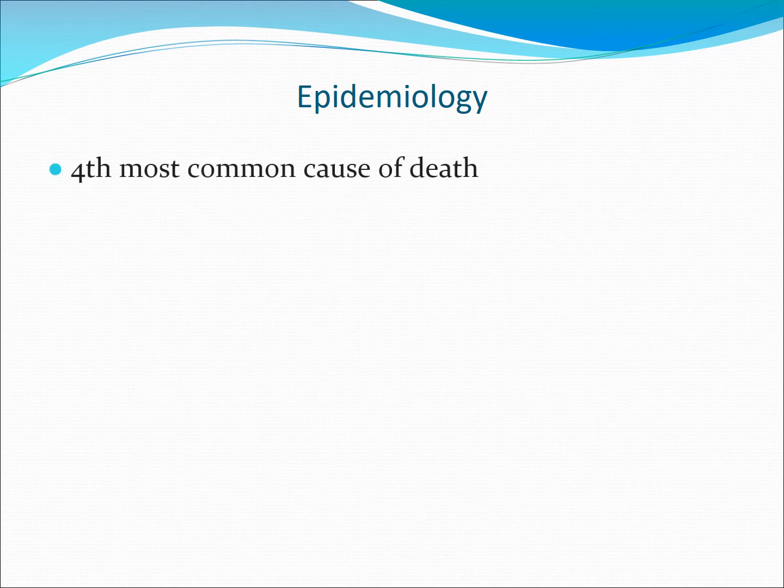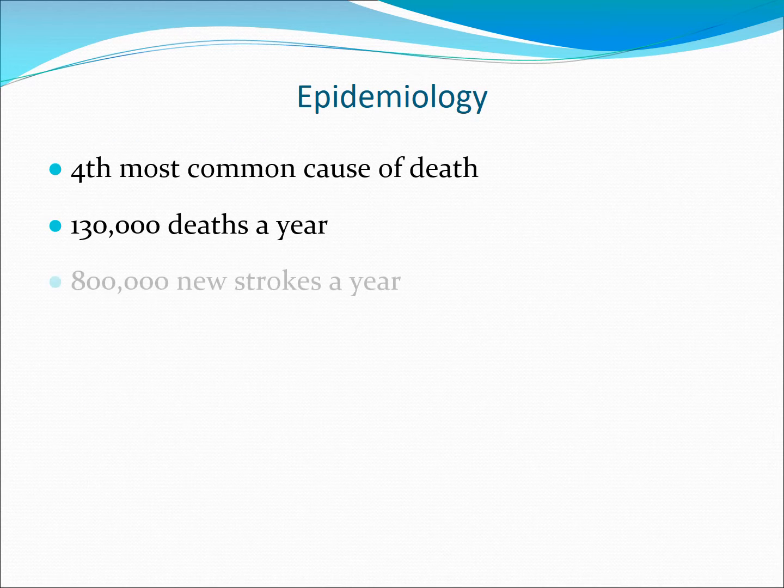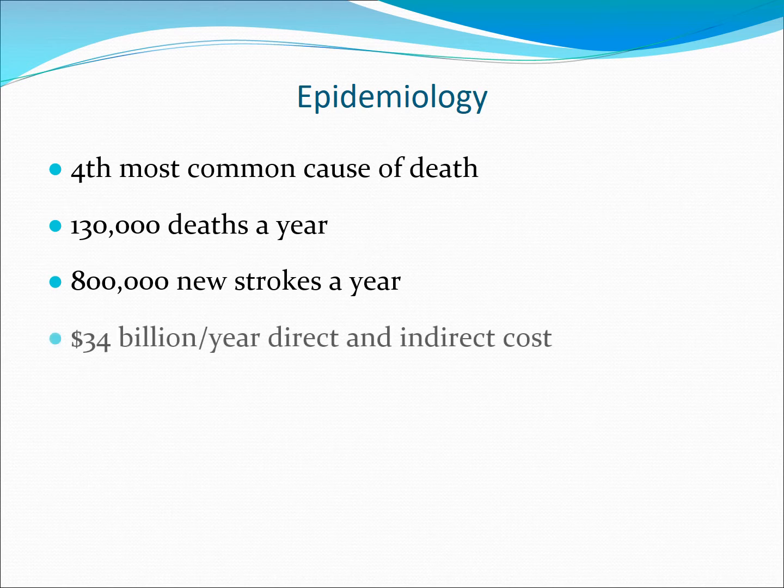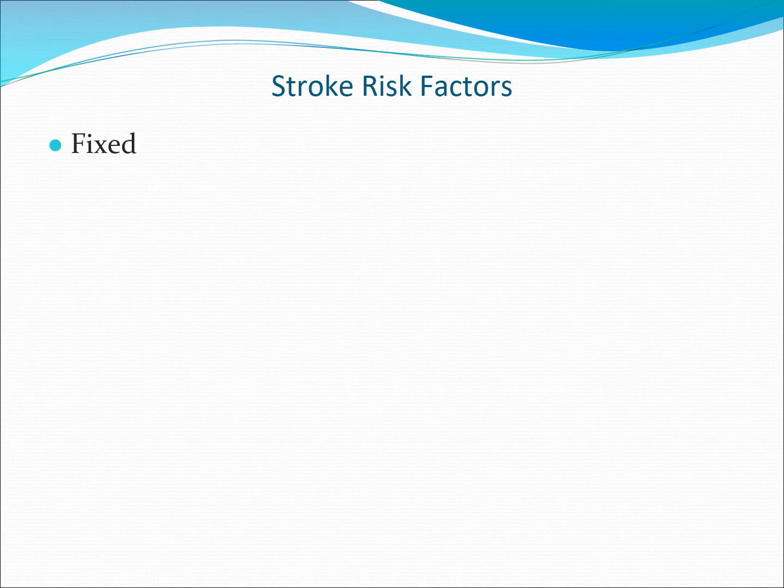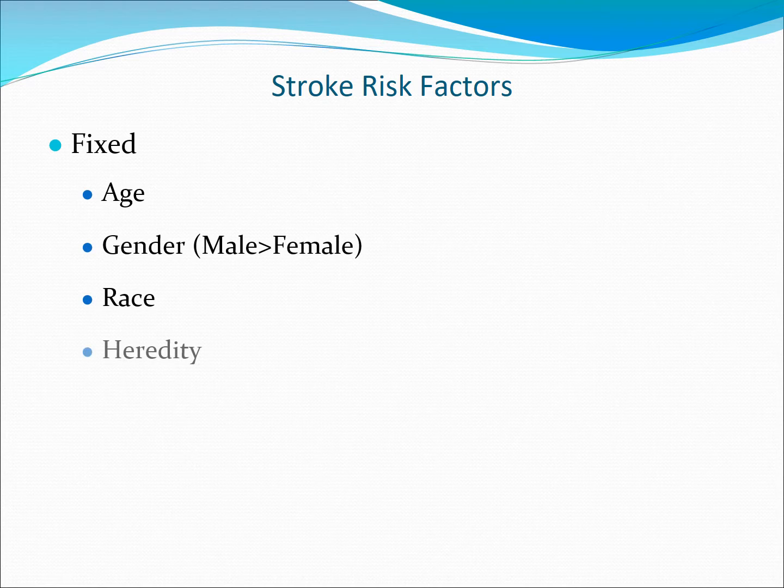Going into a brief slide about epidemiology because this is important. Stroke is the fourth most common cause of death in the U.S. and it leads to 130 to 140,000 deaths a year. And there's 750,000 new strokes a year, and this accounts for about a total of $35 billion in direct and indirect costs. Risk factors: you basically divide these into two, the fixed and the modifiable.